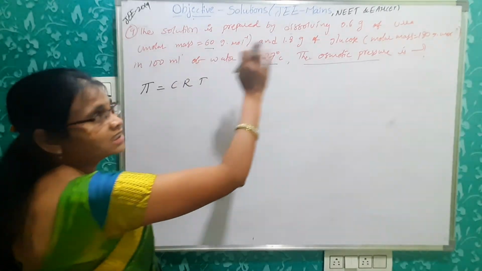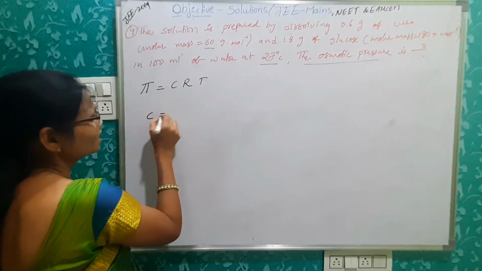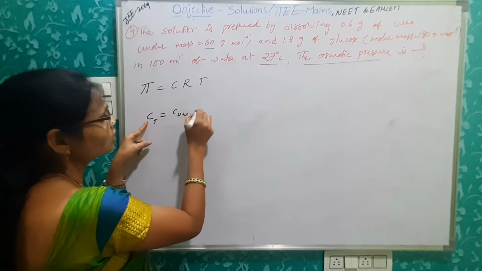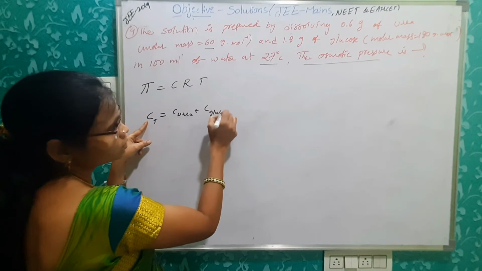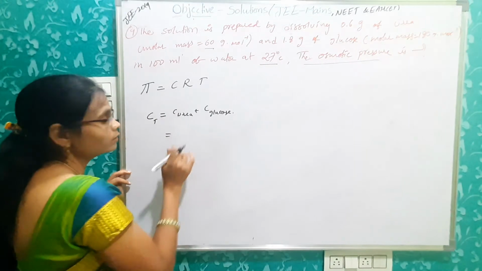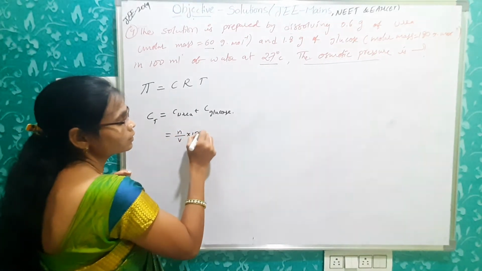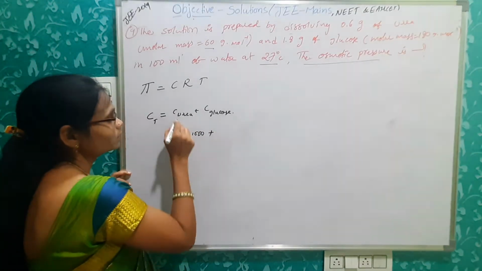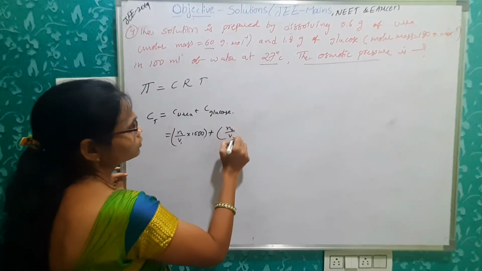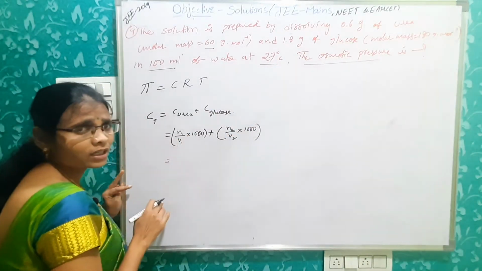Okay. Concentration is not given directly, but 2 solutes are given. For that, the total concentration is equal to C1, the concentration of urea solution, plus the concentration of glucose solution. Now, concentration is nothing but the number of moles per liter, or moles into 1000 by V in ml. This is for urea, N1 V1, plus N2 V2 into 1000. The number of moles is also not given directly, but weight by gram molecular weight is given.